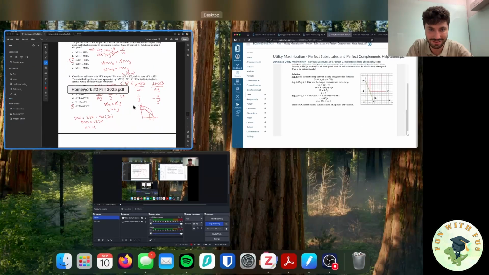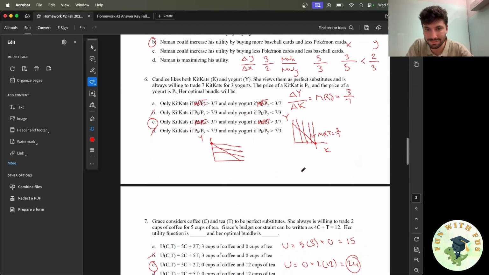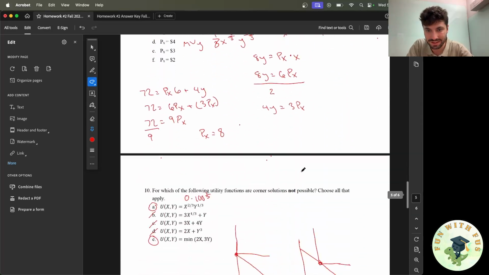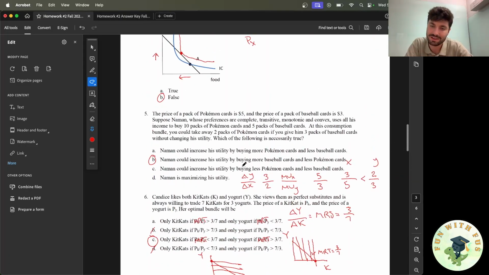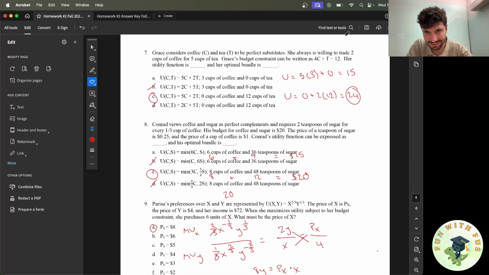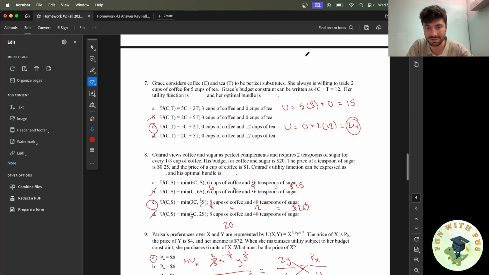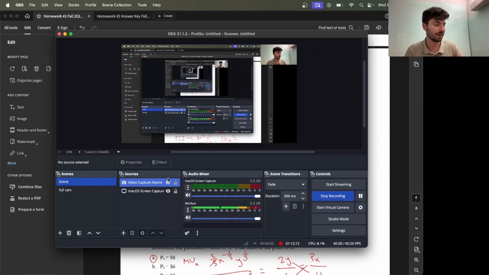Instead, I would just try to focus on these homework problems and intuit what these look like on graphs and how I would do them. I also like the little flippy floppy rule. The little flippy floppy rule is good for perfect complements and perfect substitutes. You'll get a lot of use out of that tip and trick. But with that, I think we're done.